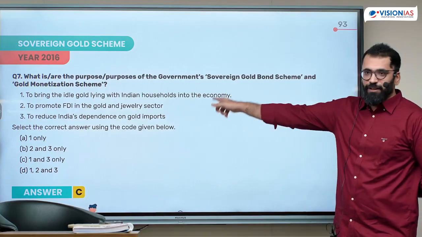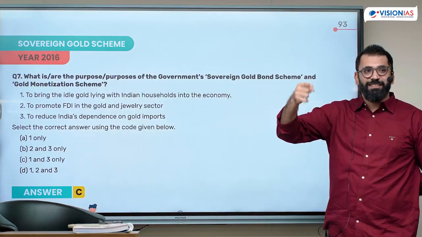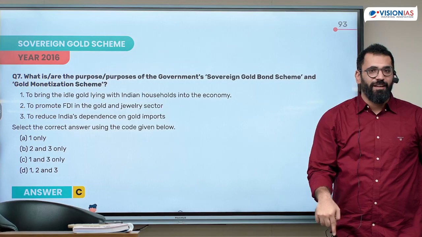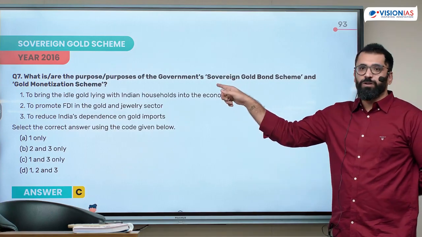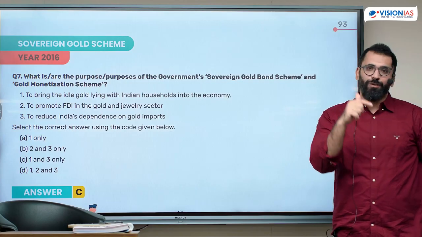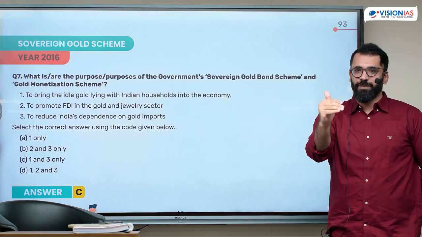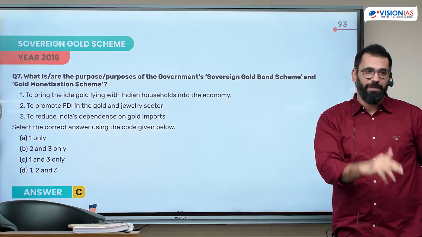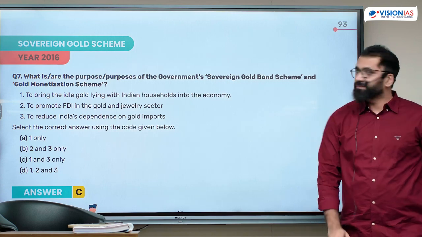This was the reason for this scheme. But why has the government reduced the duty now? Because in this gold scheme, I have to redeem the bonds. So if the cost of gold is high, the government's burden of expenditure will be high. So we reduce the tax so that the prices of gold are reduced.